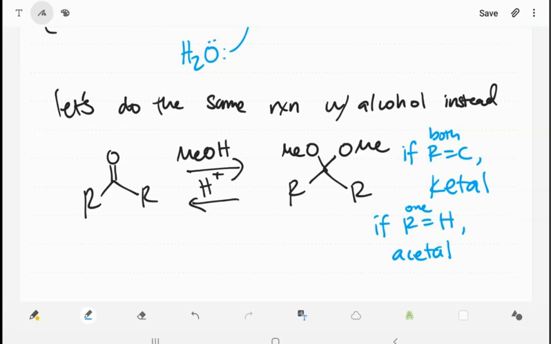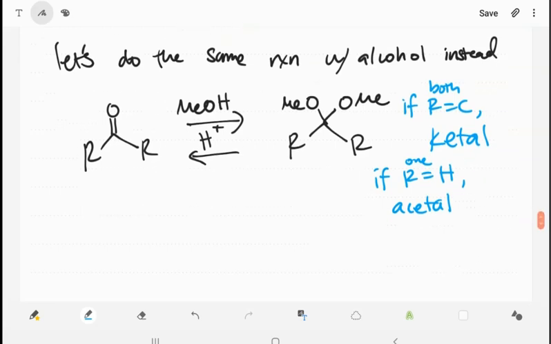All right, this is going to be reversible. It's all equilibrium. And that's going to be very important for us because we're going to see we can use these to protect a ketone or aldehyde if we want to do other things around it to prevent them from reacting. So, very useful reaction here. Let's take a look at it.